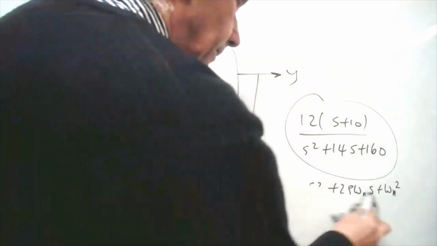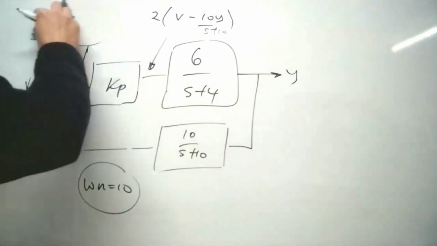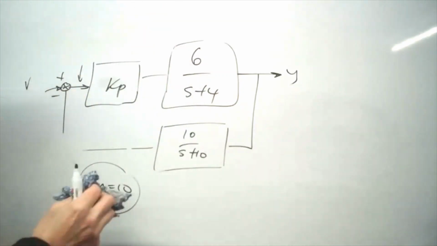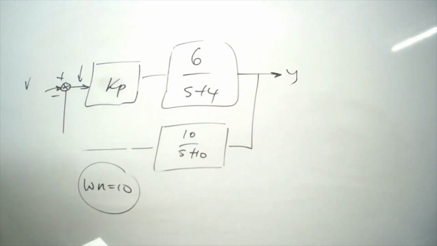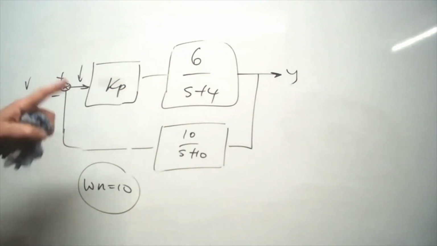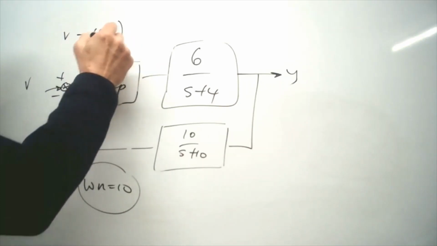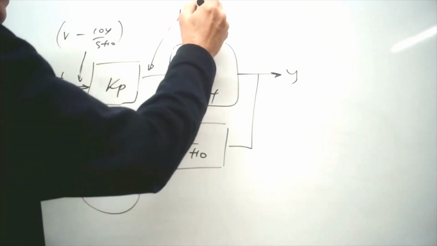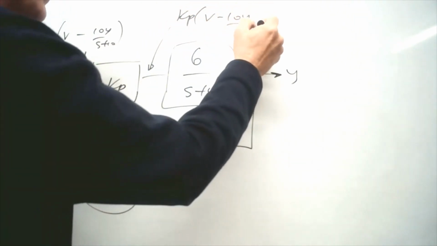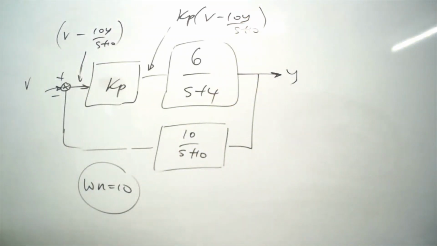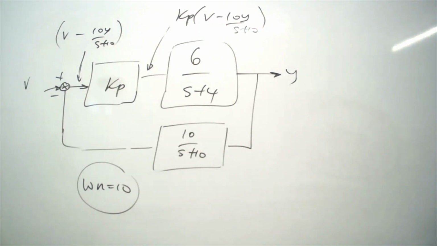So let's rub some of this out, shall we? So what we want is omega n is 10, and I'm just going to get rid of my piece of paper. Right, so again, we have to do a block diagram for this. So this is going to be V minus 10y over s plus 10. And that signal then will be Kp this time into V minus 10y over s plus 10. And then that will give me, I'm just going to move, don't know where to move to really. It's okay down here, isn't it?